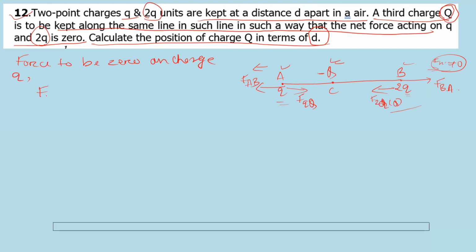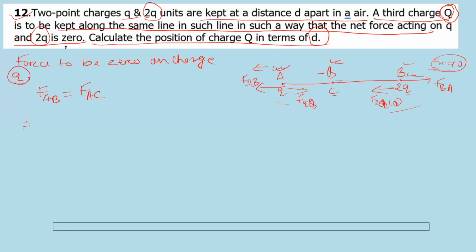Force on the charge A due to B must be equal to force on charge A due to C, right? Because this charge at the point A will experience a force due to charge 2Q and due to charge Q. So these two forces must be equal. Only then this charge Q will experience zero force.